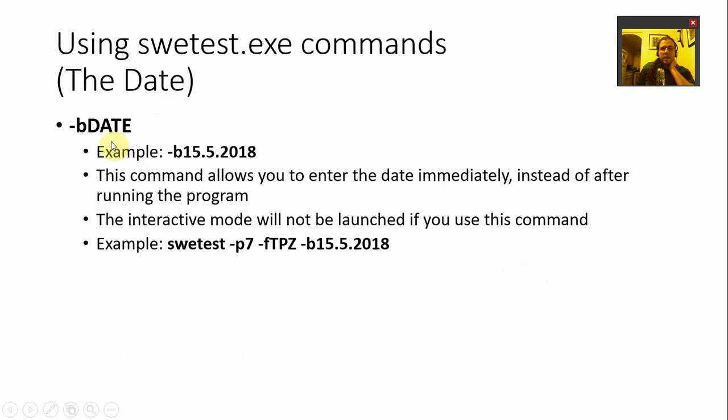And then here's a command, -b, and then you enter the date. So as an example, you would do -b, and then it always goes day first, and then month, and then year. So this is May 15th, 2018. This command allows you to enter the date immediately instead of after running the program. So the interactive mode will not be launched if you use this command.